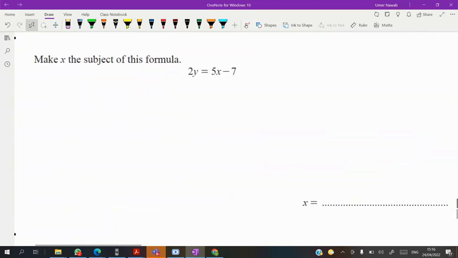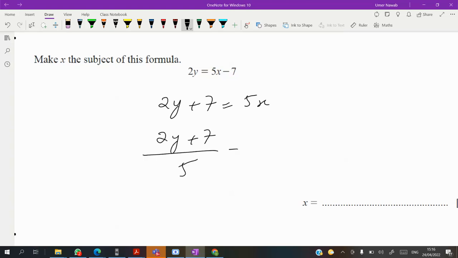Next, I want to make x the subject. So 2y plus 7 is equal to 5x. 2y plus 7 over 5 is equal to x.